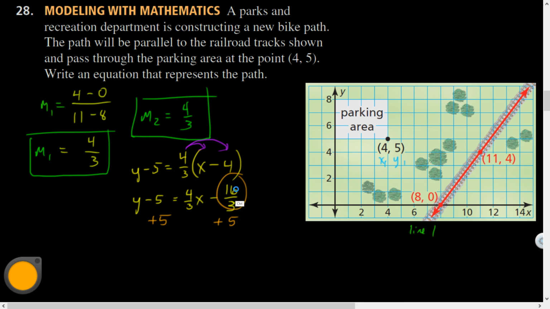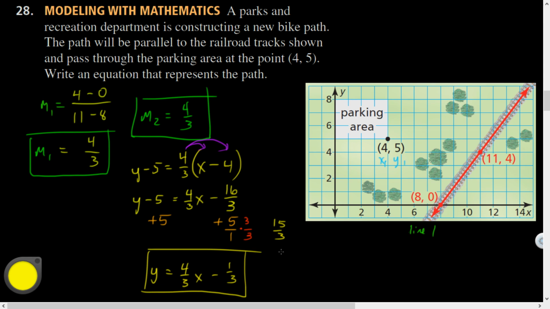If I'm going to add 5 to this fraction, though, it currently has a denominator of 1. I'm going to have to get a common denominator, so I'm going to multiply by 3 over 3. Right, so I'd get a denominator of 3. Some other day we'll do all the adding of fractions work. But that's going to be the same as y equals 4/3 x. That's the same as 15/3, right? So 15/3 and negative 16/3 is actually negative 1/3. Is what we got. So there we go. Now we have the equation for our wonderful bike path.